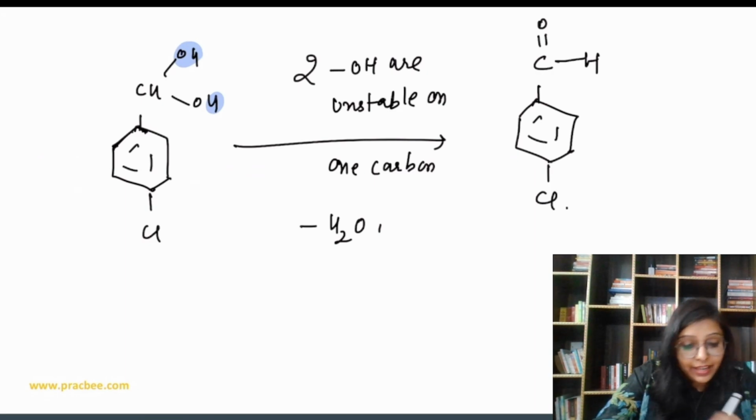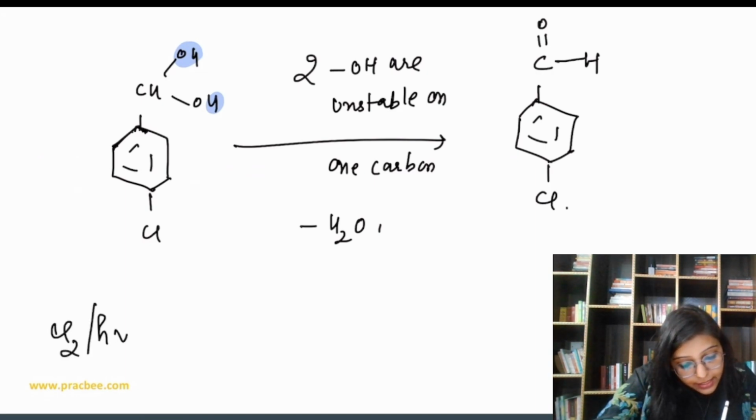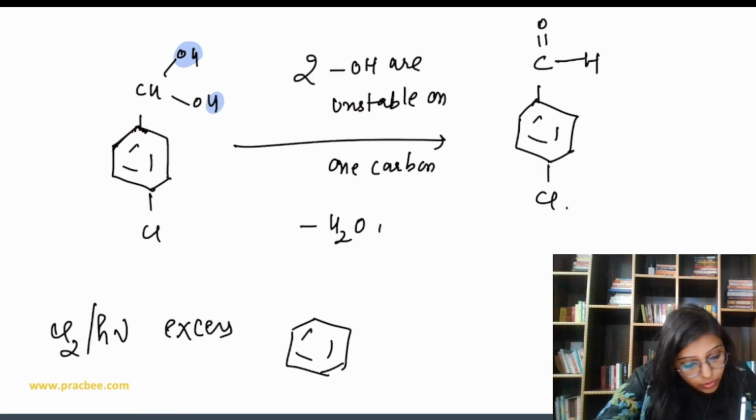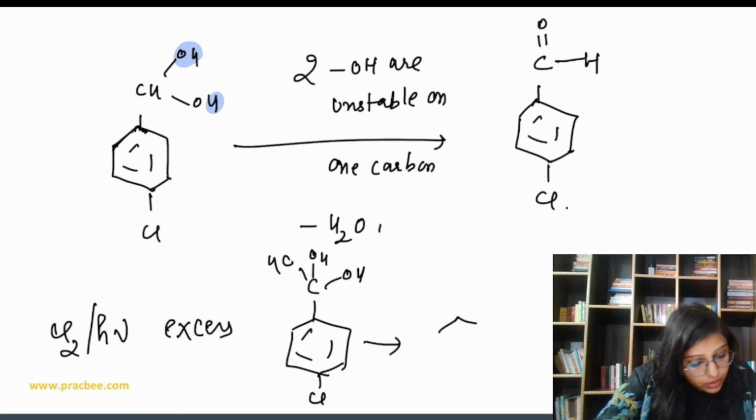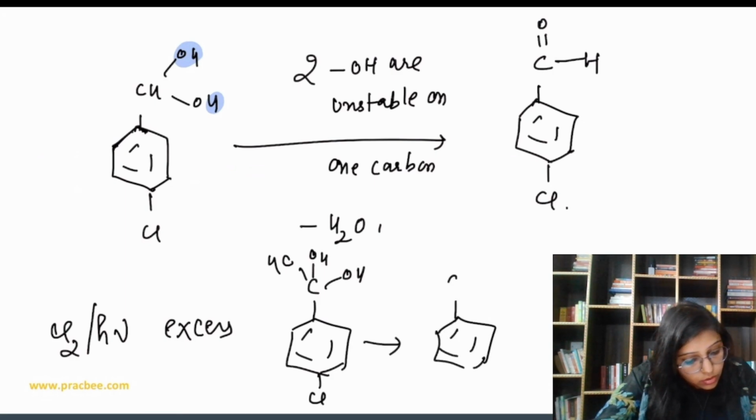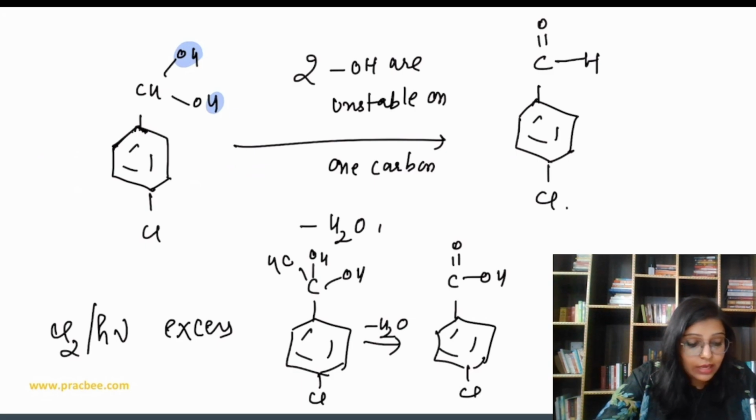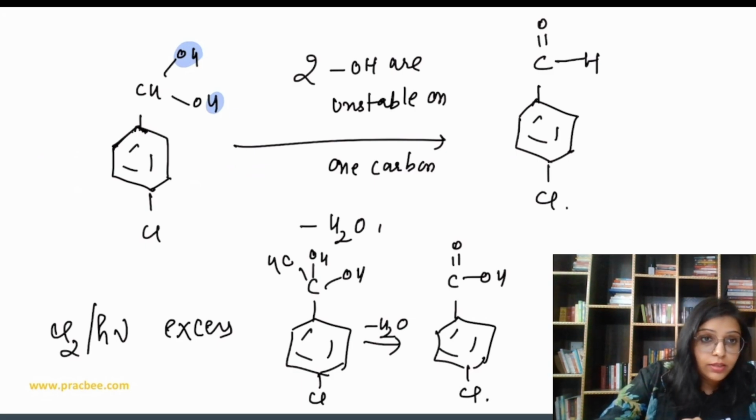Clear? If the nucleophile is in excess, you get C(OH)3, which further converts into C double bond OH, because two OH are unstable on one carbon. So with removal of water, we get carboxylic acid. That's the case. Please learn it.